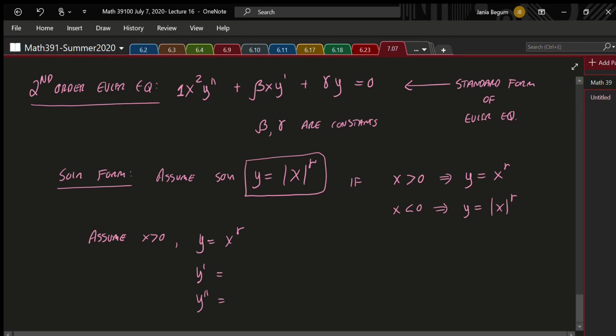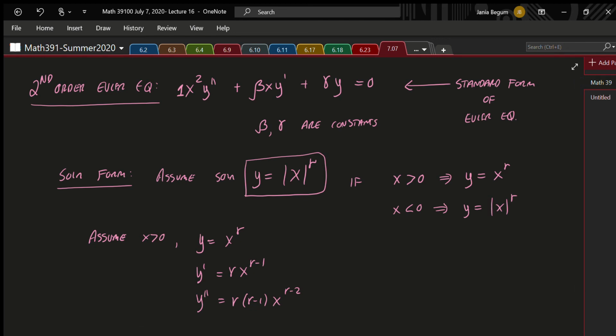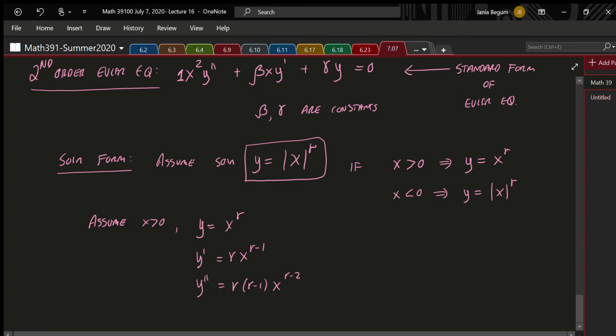So let's see how that looks. We have r times x to the r minus 1. That's the first derivative, and the second derivative is r times r minus 1 times x to the r minus 2. The usual, right? Take the derivative. And now let's substitute those into the standard form of the Euler equation. Now plug these into the standard form. So let's see what we get.